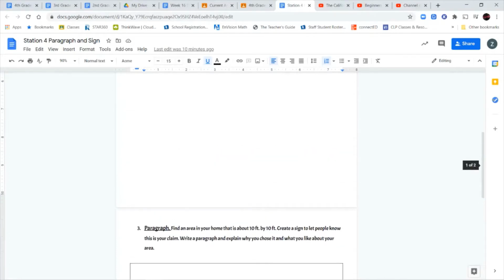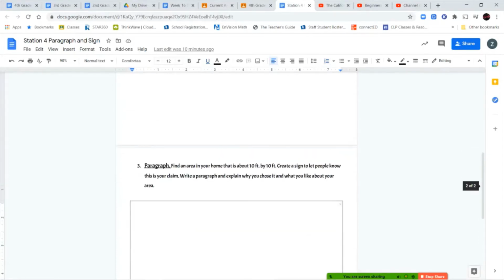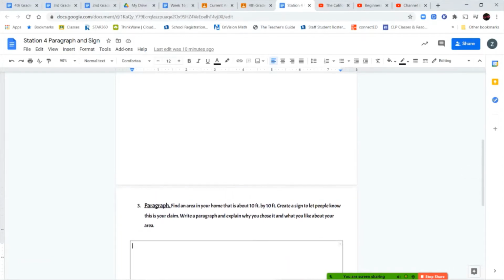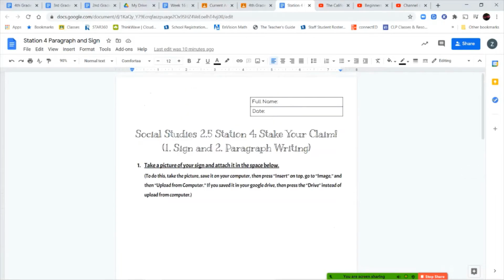I already set everything up for you. Your writing in here is going to be double spaced, so don't change any of the fonts or the sizes on anything. Just fill in your information, and that way we can get through it.